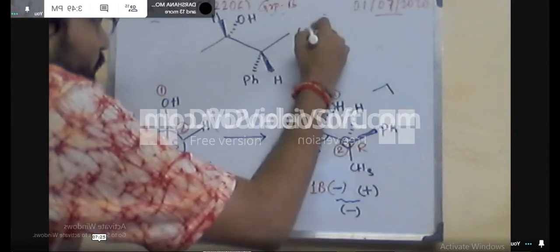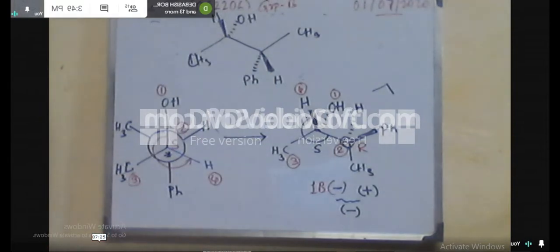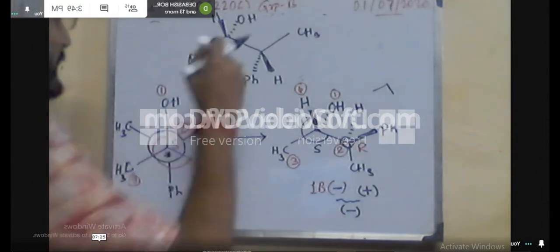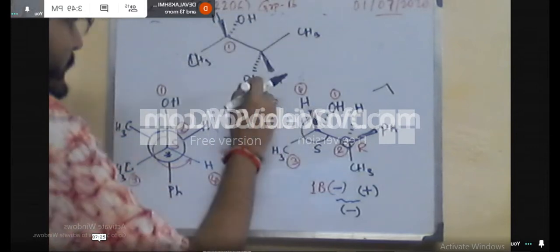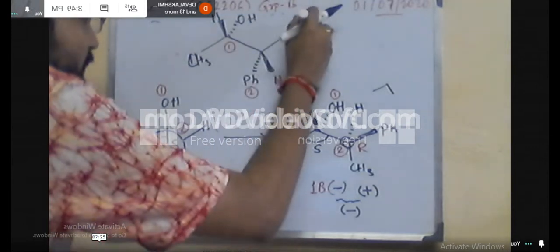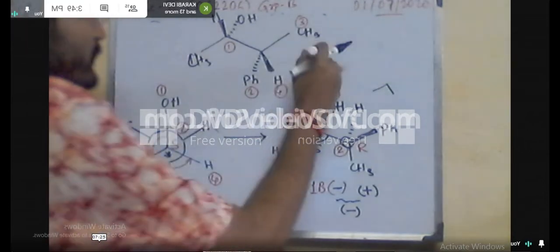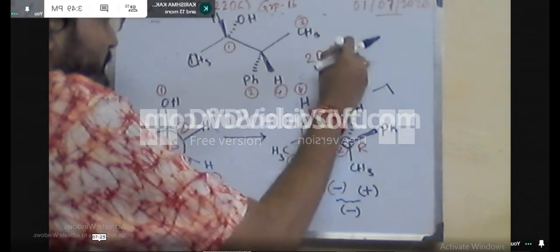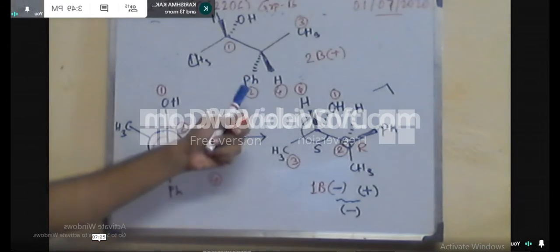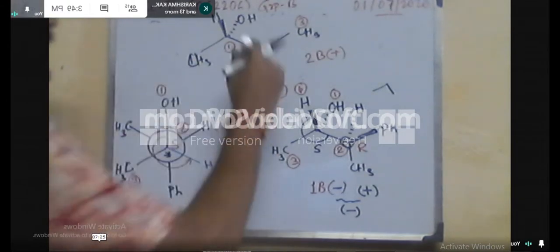So the configuration is R. So your interconversion is absolutely correct, and accordingly you can just change it. Keep it in the valley, it is in the hill, and accordingly change the beta bond position. Okay, so this is the reduction by using the Cram's model. So this is the case 1.